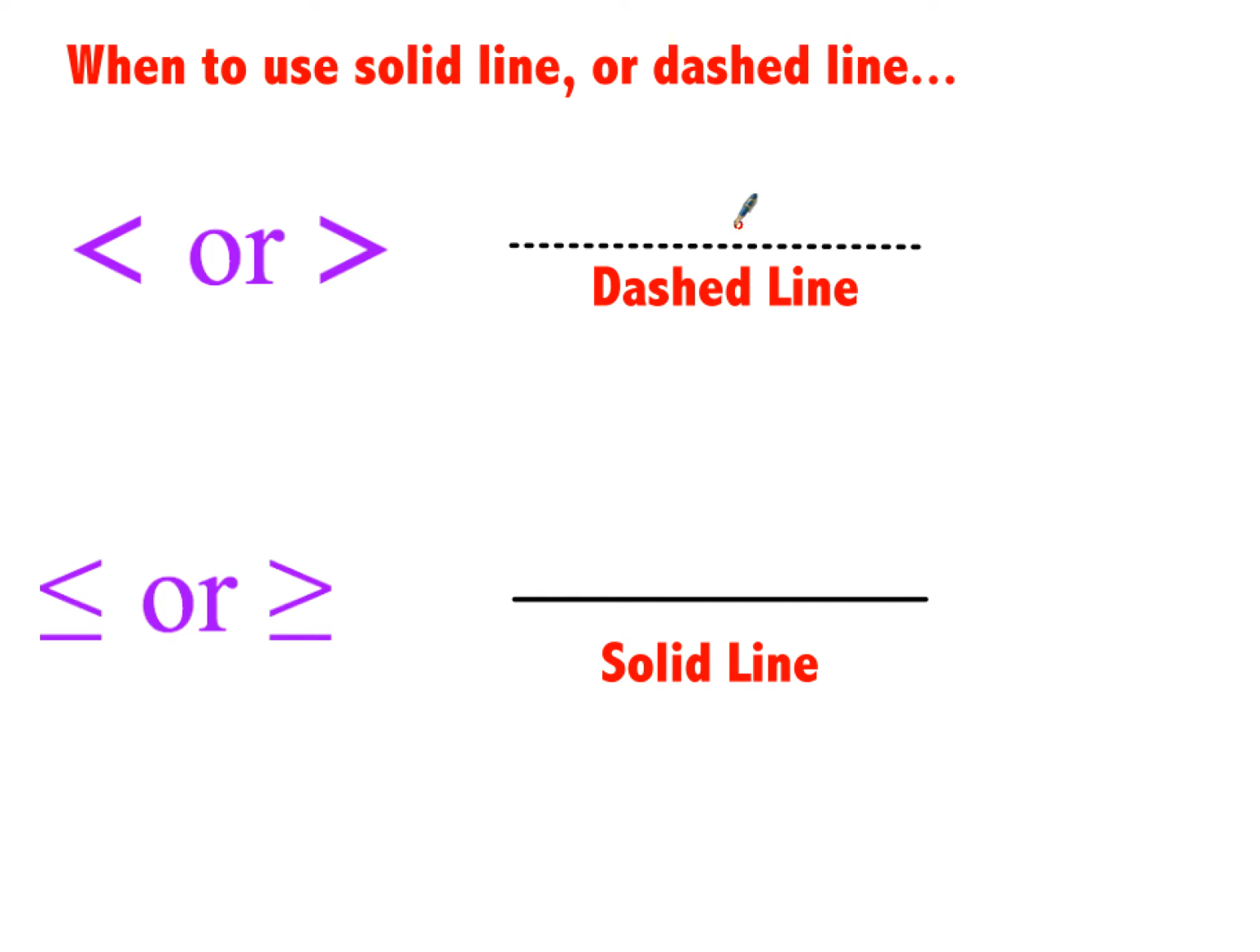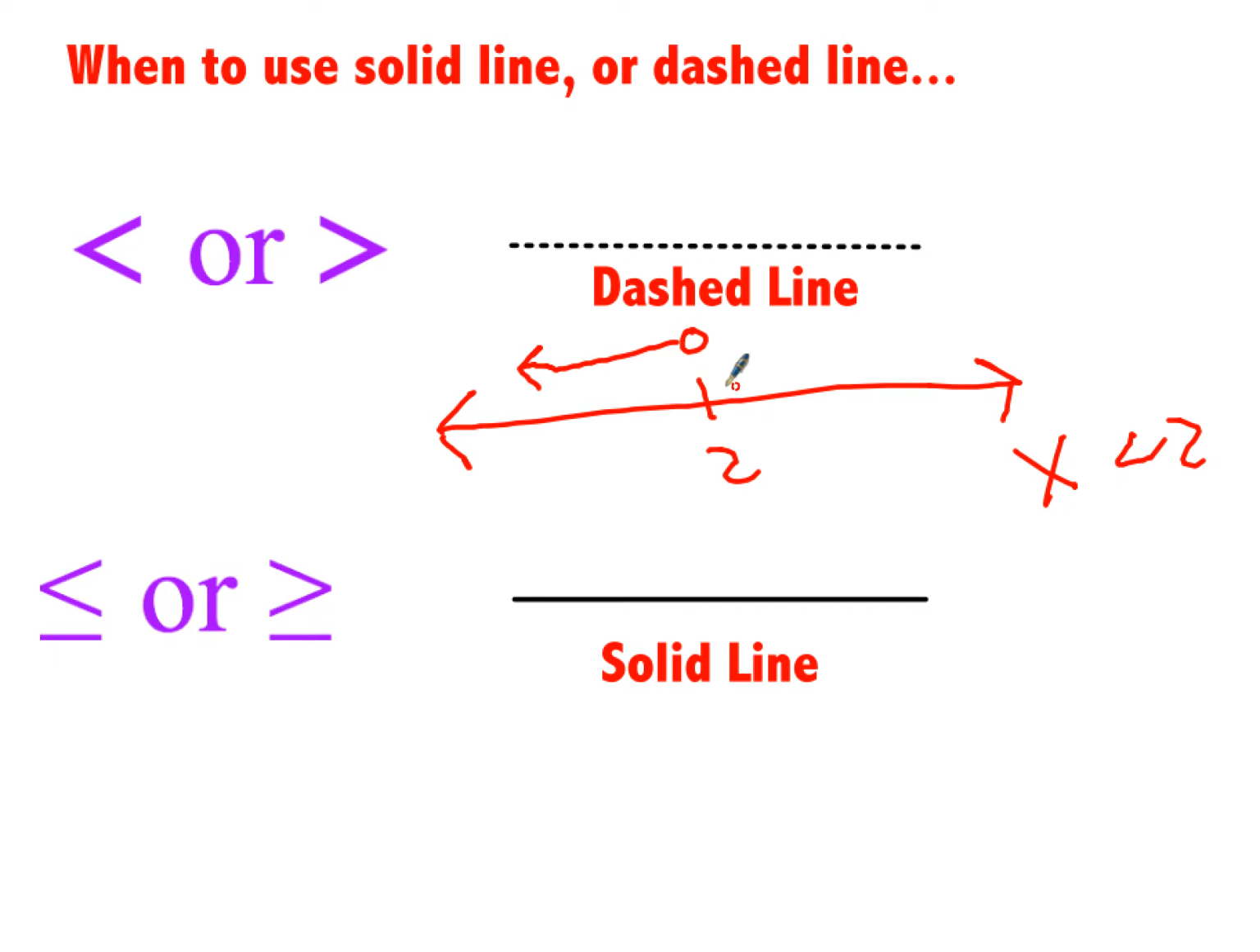The reason why is it's very similar to when we graph inequalities on a number line. If I were to graph x is less than 2, we would find 2 on a number line, and then use an open circle and shade to the left. The reason is because x is less than 2, so 2 is not a part of this inequality. Because 2 is not a part of this inequality, we put a hole on 2 saying this isn't part of my solution, but everything to the left is.